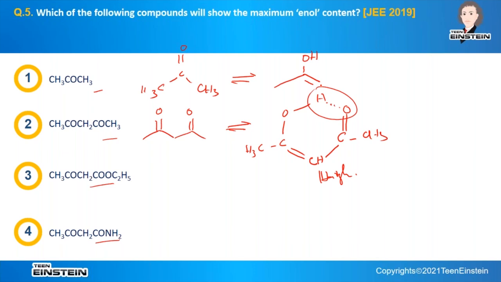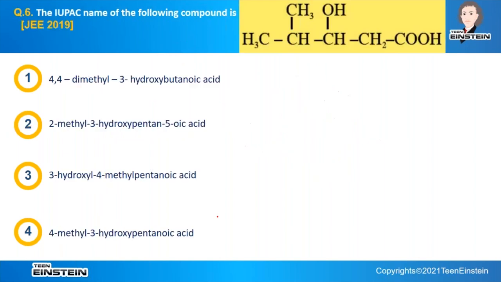So we also see in the case of ethyl acetoacetate and acid amide, here this carbonyl group which is part of an acid derivative does not take part in enolization because it is already in resonance with the derivative itself. So the correct answer is option number 2. So this acetyl acetone shows the maximum enol content due to intramolecular hydrogen bonding and also due to extended conjugation. So next move on to the sixth question.